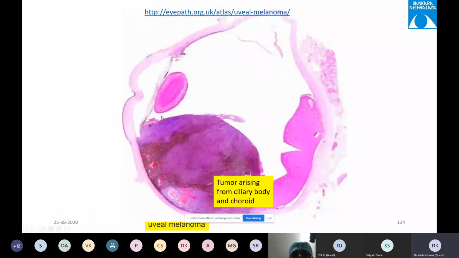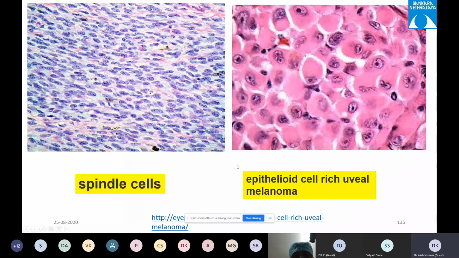This is ciliochoroidal melanoma. These are the cell types: these are the spindle cells, and these are the epithelioid cells. If the tumor contains more spindle cells, we call it spindle melanoma. If it contains more epithelioid cells, we call it epithelioid melanoma. If it contains both, we call it mixed cell melanoma.